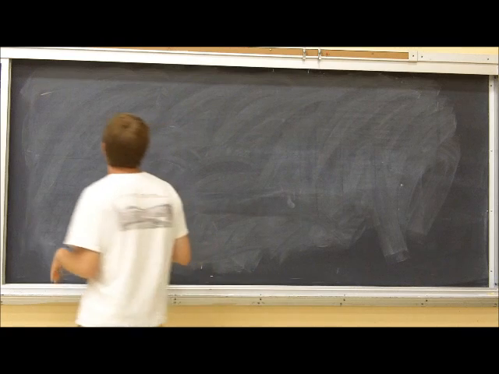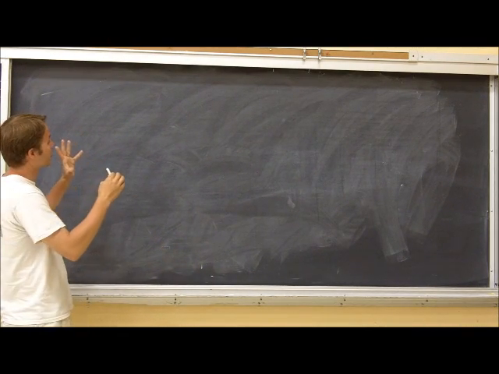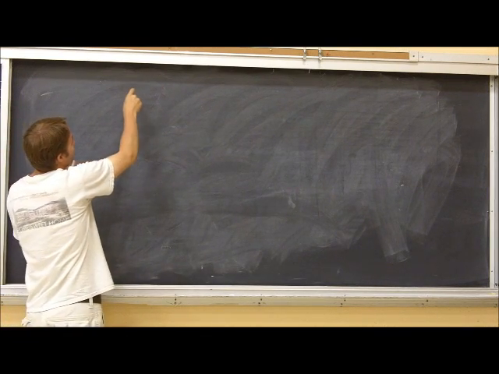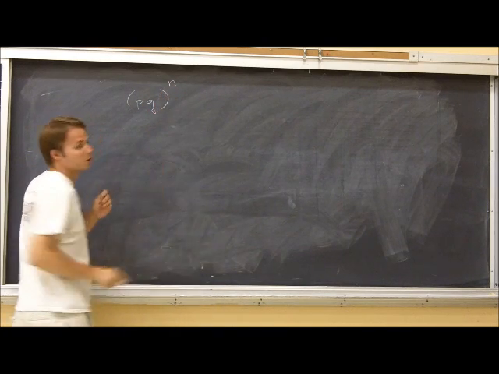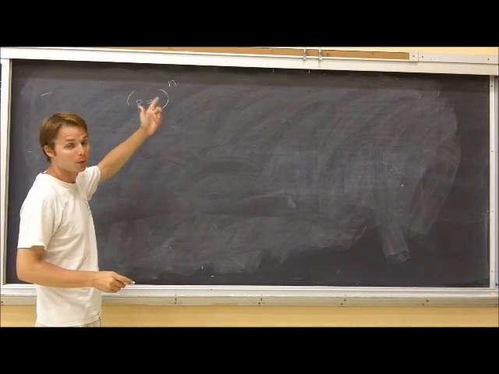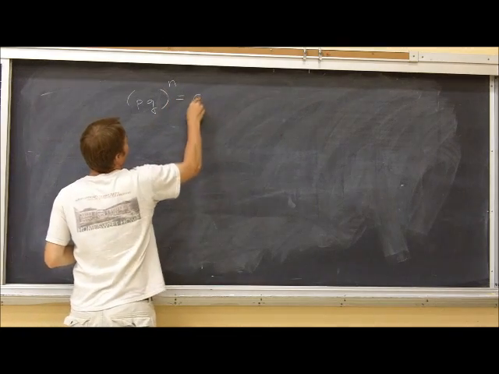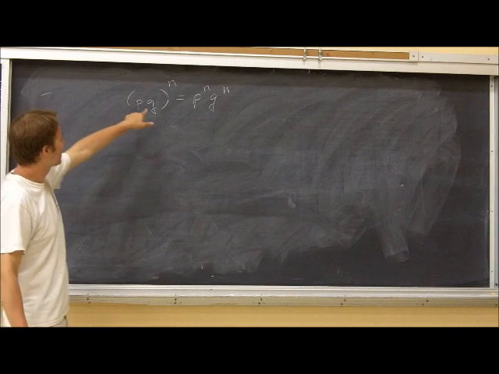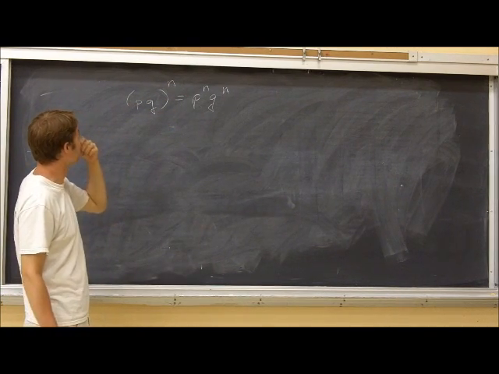And one of those in particular is the fact that if you have a product of something raised to some exponent power, well, as long as these are separated by multiplication or division, we can distribute that exponent. So p times q to the n is equal to p to the n times q to the n.